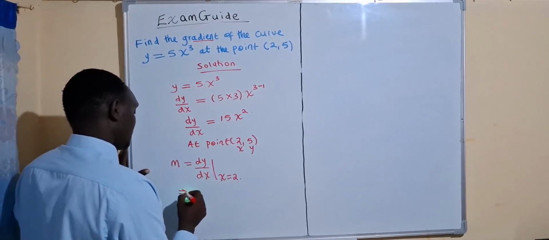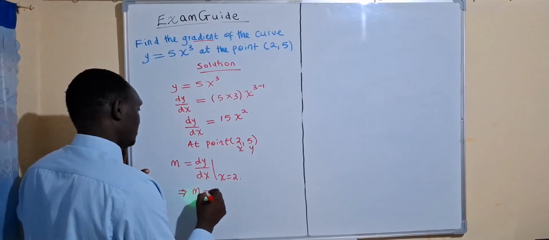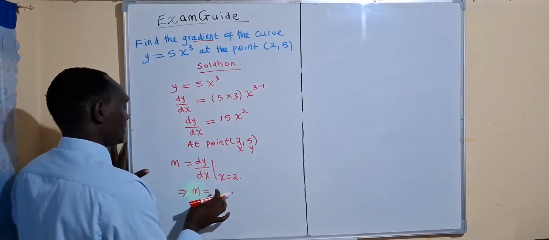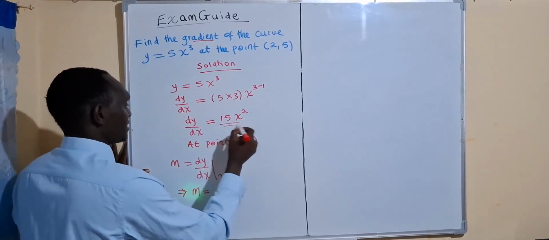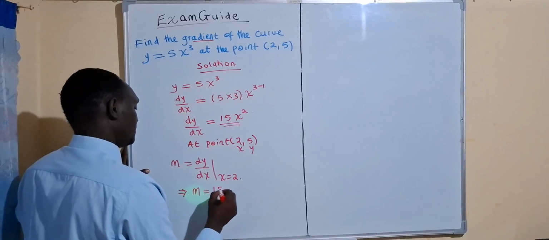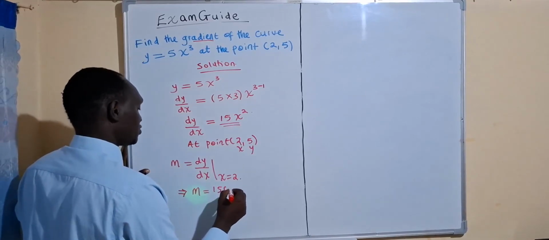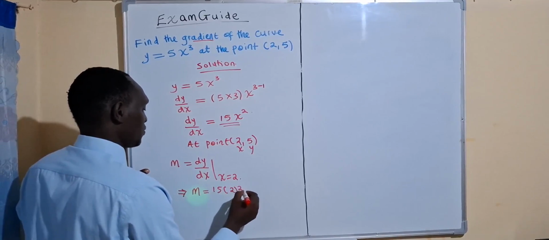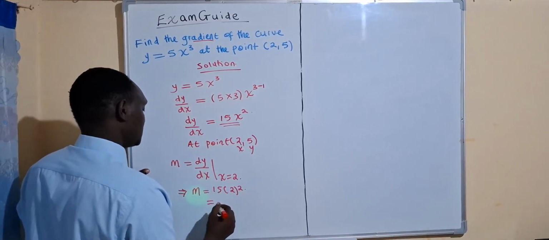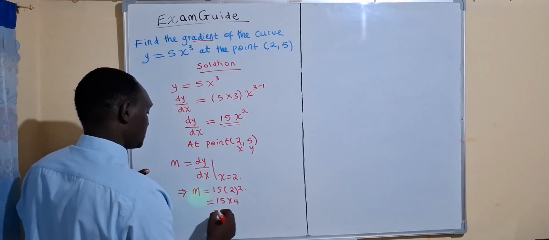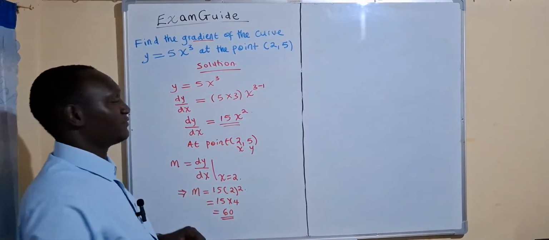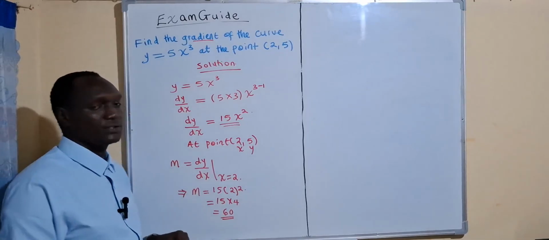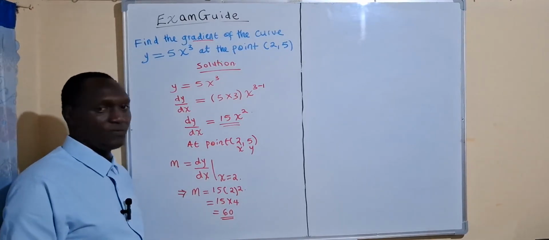This would imply that the gradient now becomes dy/dx, and we are substituting for 2 in that manner. dy/dx is here, it is 15 times x squared. x is now 2 squared. This gives us 15 times 4, which gives us 60. So the gradient of this curve at the given point (2, 5) is therefore 60.